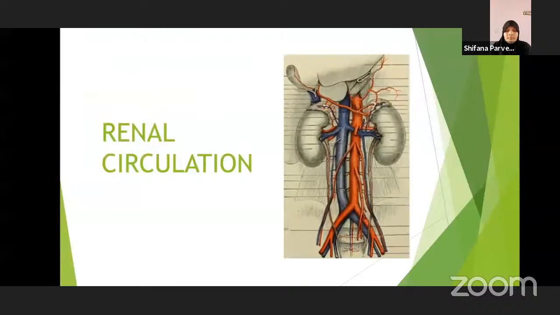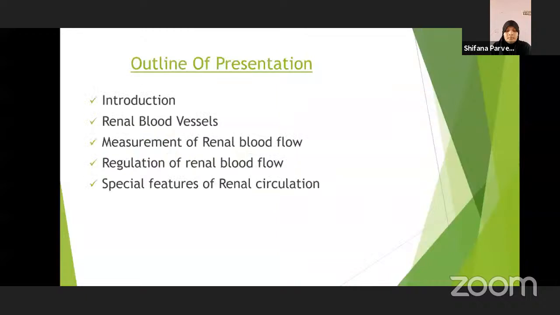One has to know about renal circulation very well, because if you know from where the blood is coming and from where the blood is going, then only you understand how blood purification occurs. So it is very important to learn about renal circulation. This is the outline of my presentation: introduction, renal blood vessels, measurement of renal blood flow, regulation of renal blood flow, special features of renal circulation. Let's move into the introduction.